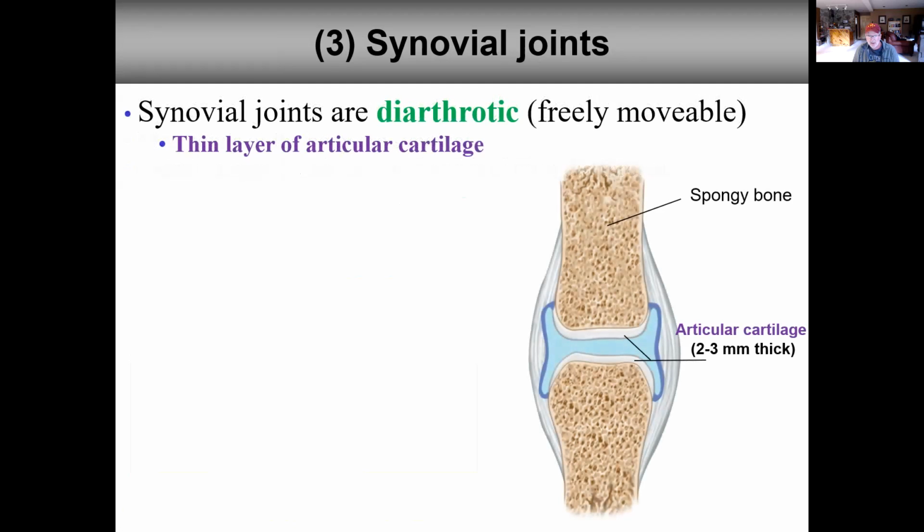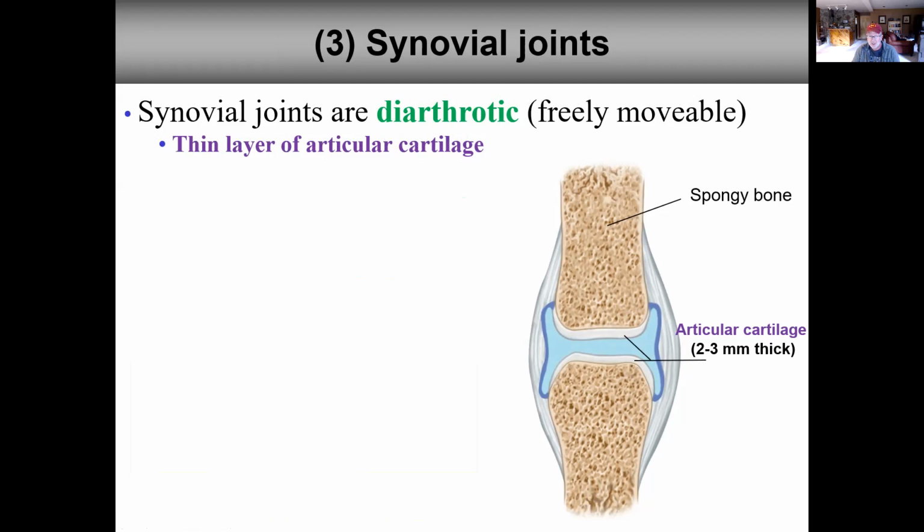So let's pretend we have two bones. If you want to think of this as the femur and this is the tibia, you could do that. If you want to think of this as the humerus and this as the ulna, you can do that. If you want to think of this as the proximal phalange of your index finger and the middle phalange, you can do that. So we can go almost anywhere within a synovial joint and talk about some of these structures.